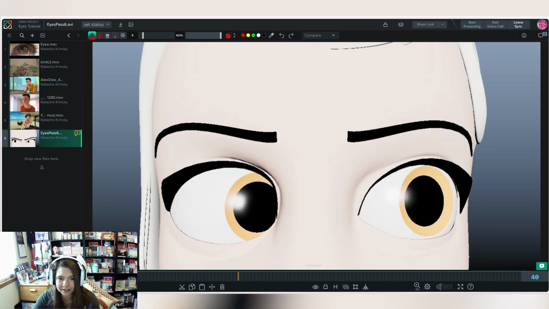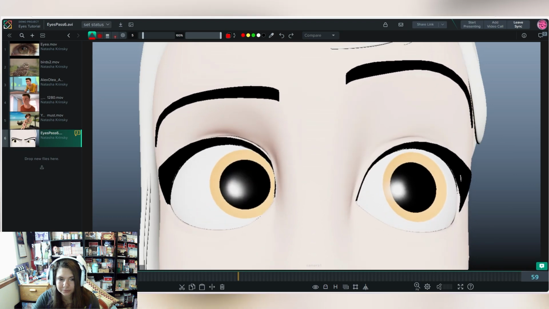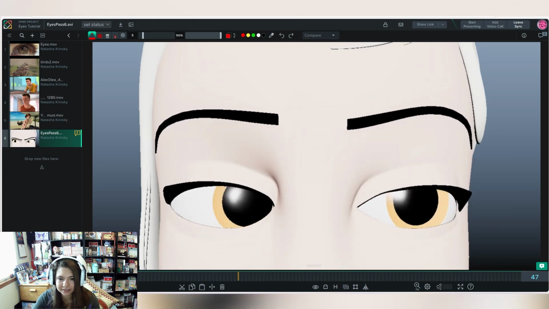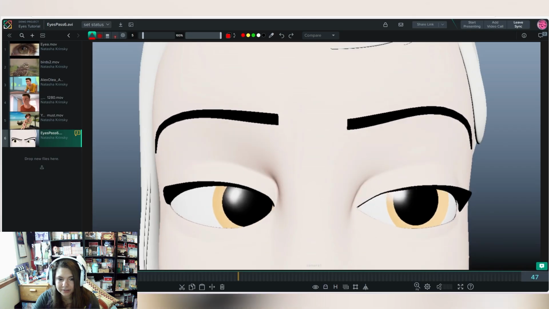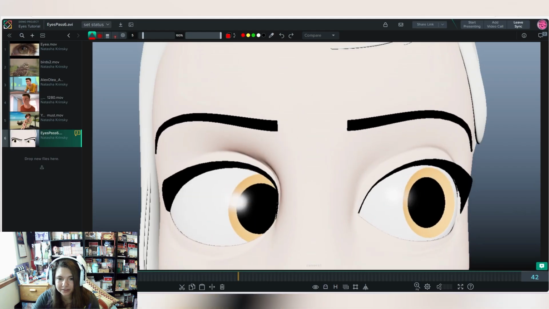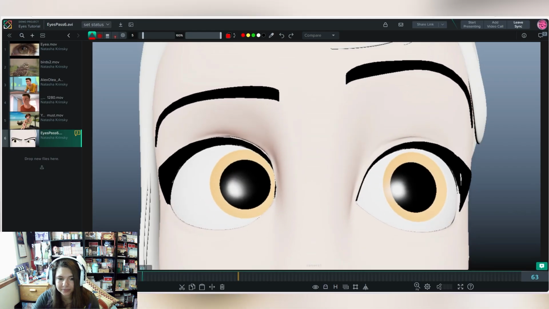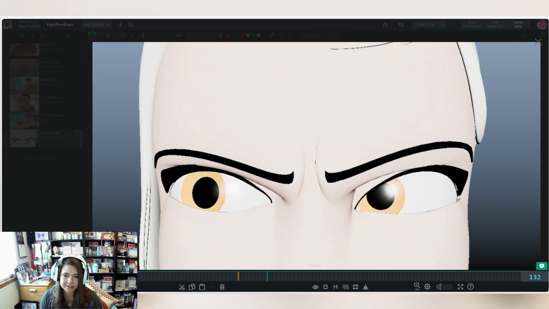As you can see right here, which is nice offset. And then we got a half blink right here. Even with the half blink, it's nice to bring the bottom lids as well. Another thing we can do in animation is pupil dilation.